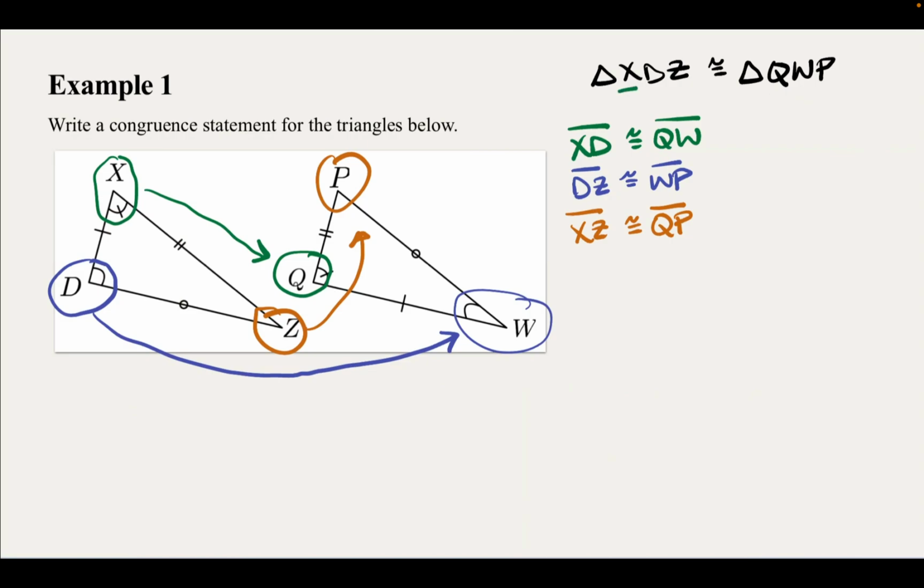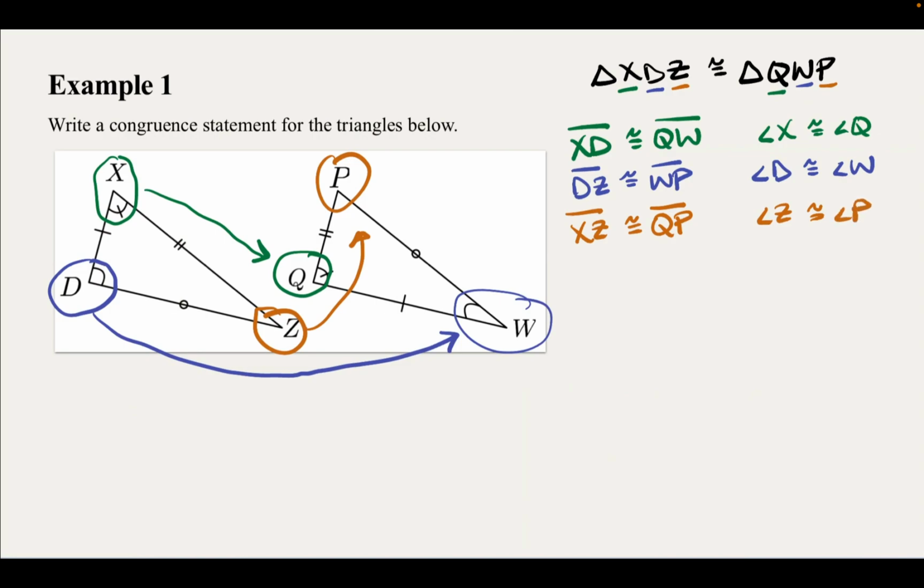Okay, angles. Angle X has to match with angle Q. Angle D has to match with angle W. Angle D is congruent to angle W, and angle Z is congruent to angle P.